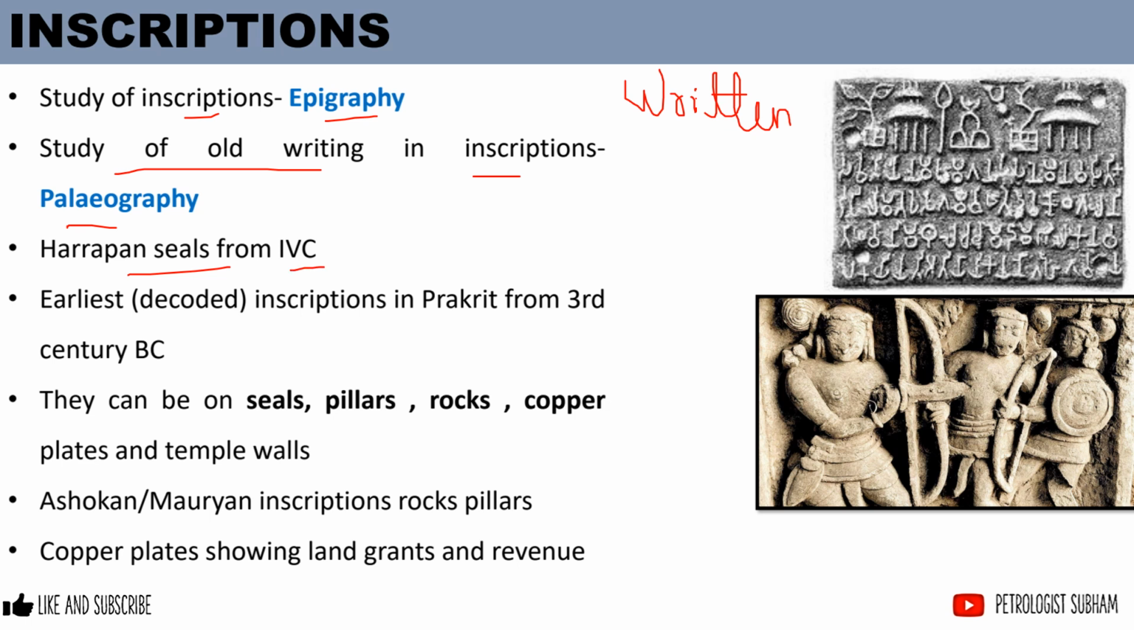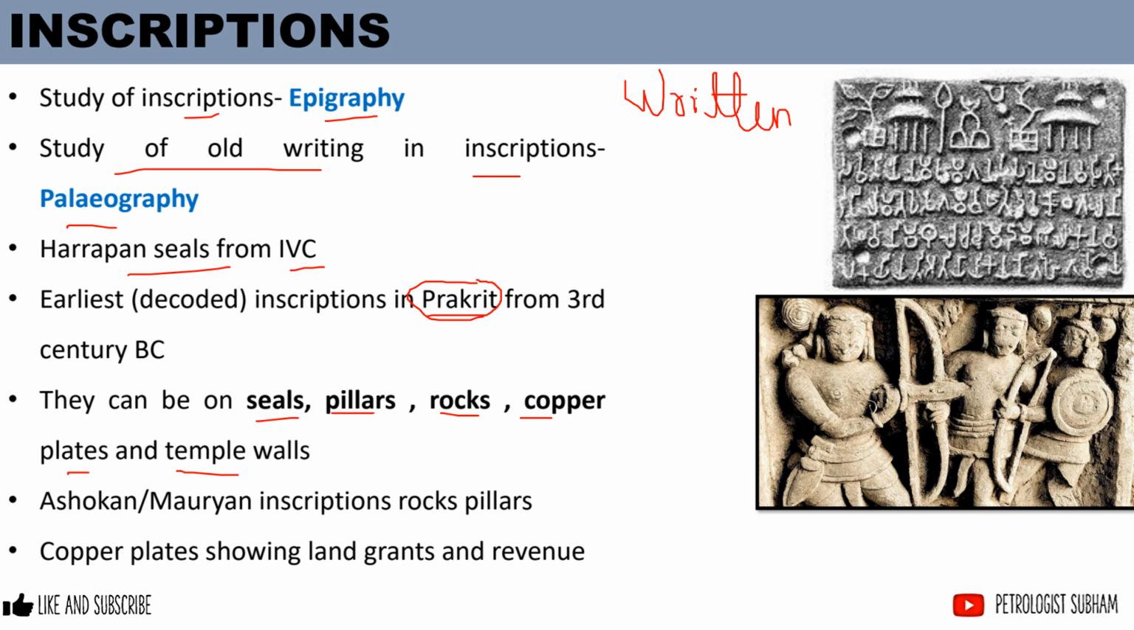The first inscription that was decoded in India was of Prakrit language. Okay? It was Prakrit language. Very important, note it down. They can be on seals, pillars, rocks, copper plates, and temple walls, as I mentioned.